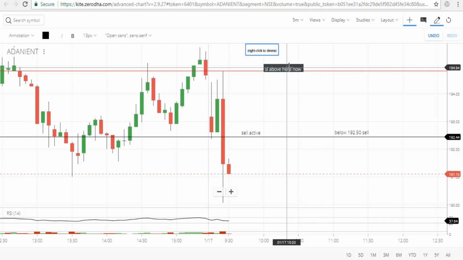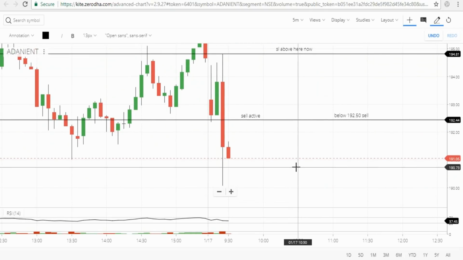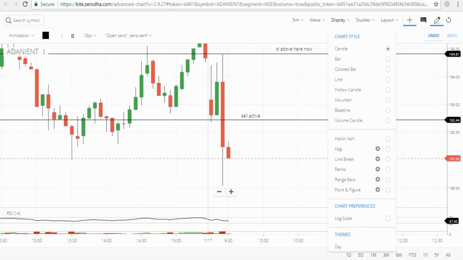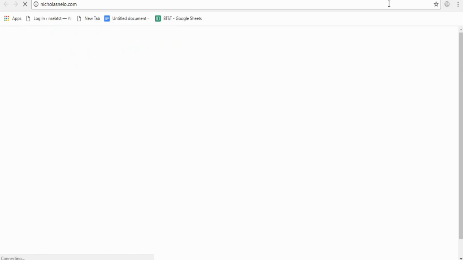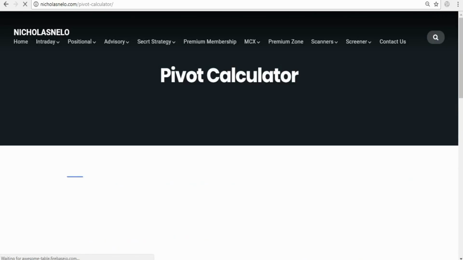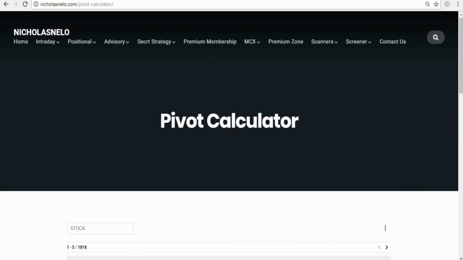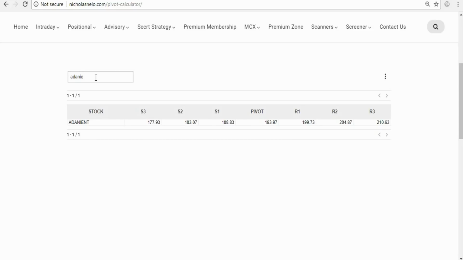Next we should know about the support level. Where is the next support for Adani Enterprises? That we need to find out first. Also change your candlestick to Heikin Ashi like yesterday. On my website we are going to check the support level. In the pivot calculator we'll get the support level. So 188.83, consider 189 as the support.